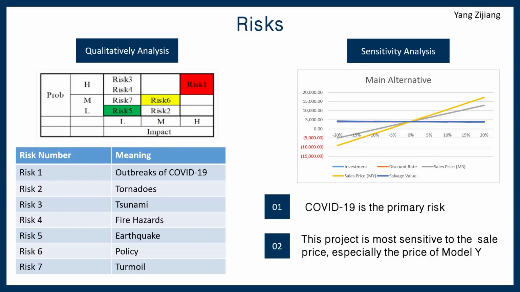In the quantitative analysis, we believe that investment, discount rate, sales price of the 2 models, and salvage value have a great impact on the project. Taking NPV as an example, we observed the variation of NPV by changing the value of one of the above variables each time, and then drew the sensitivity graph. As shown in the figure, it is not difficult to find that this project is most sensitive to the price of the 2 models, especially the price of Model Y.